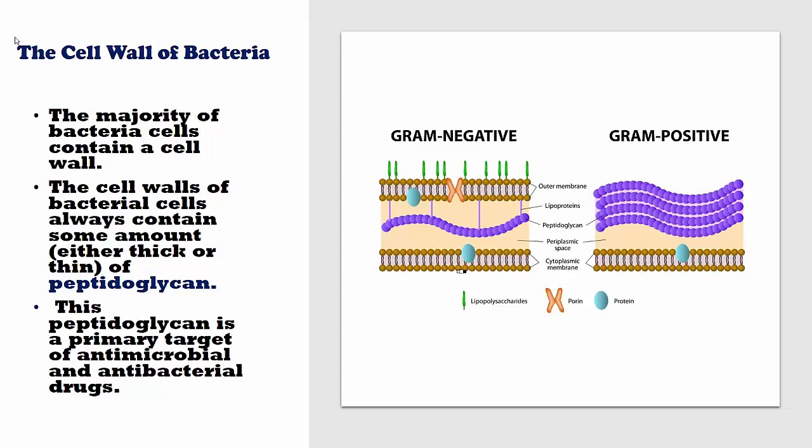Let's look at the cell wall of the bacteria. The majority of bacteria contain cell walls. The cell walls of bacteria will always contain some amount, either thick or thin, of peptidoglycan. This peptidoglycan is the primary target for many antimicrobial and antibacterial drugs.